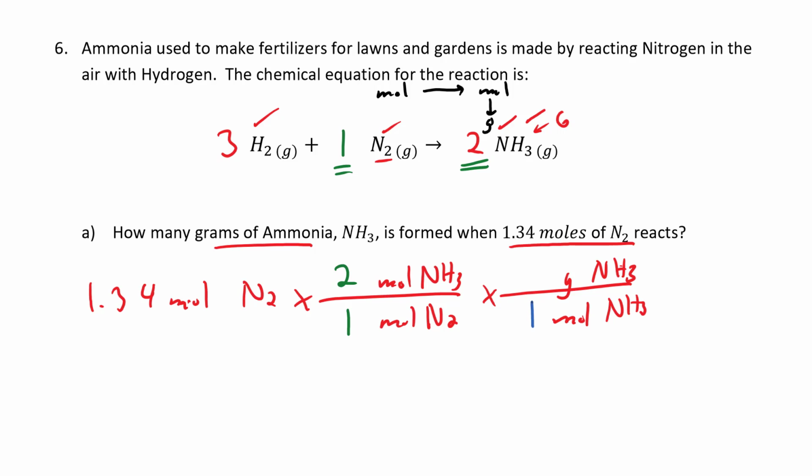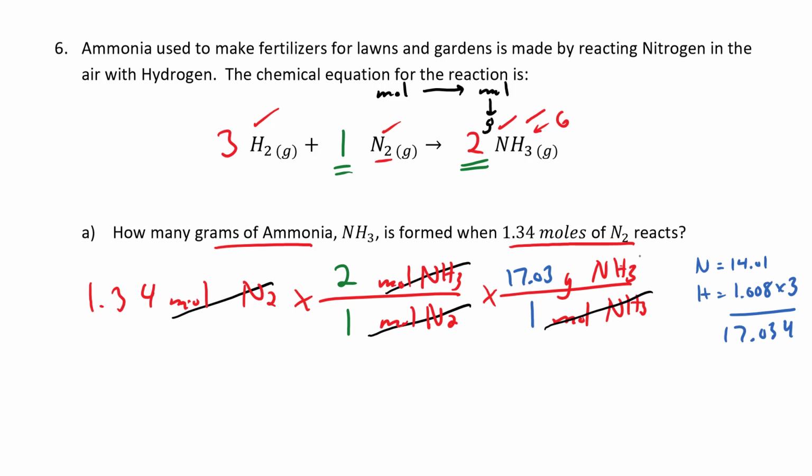Molar mass, it's always going to be grams per mole. What's the molar mass of ammonia? Nitrogen is 14.0, and hydrogen is 1.008 grams per mole. Multiply that by 3, add those together. I get 17.034. Going to use 4 significant digits, 17.03. Moles of nitrogen, cancel moles of nitrogen. Moles of ammonia, cancel moles of ammonia. I'm left with grams of ammonia. We do the math now. 1.34 times 2 times 17.03.